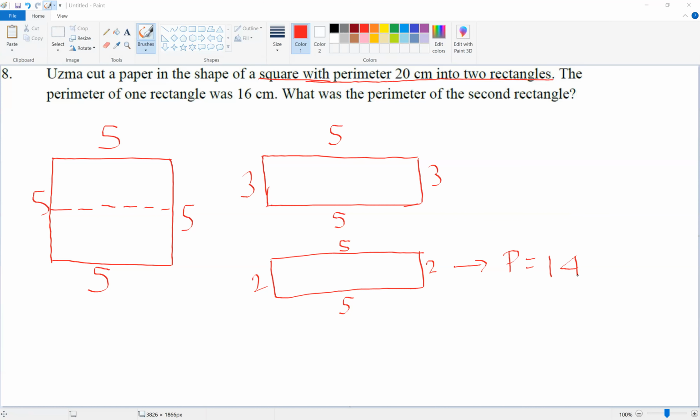Mr. B, isn't it supposed to add up to 20? No, it's not. When you cut something, the perimeter goes up. Do you see that this line wasn't part of the perimeter before? Now this line and this line will be part of the perimeter. So the perimeter actually goes up by 10 because of that line. Do you get it? Yeah.